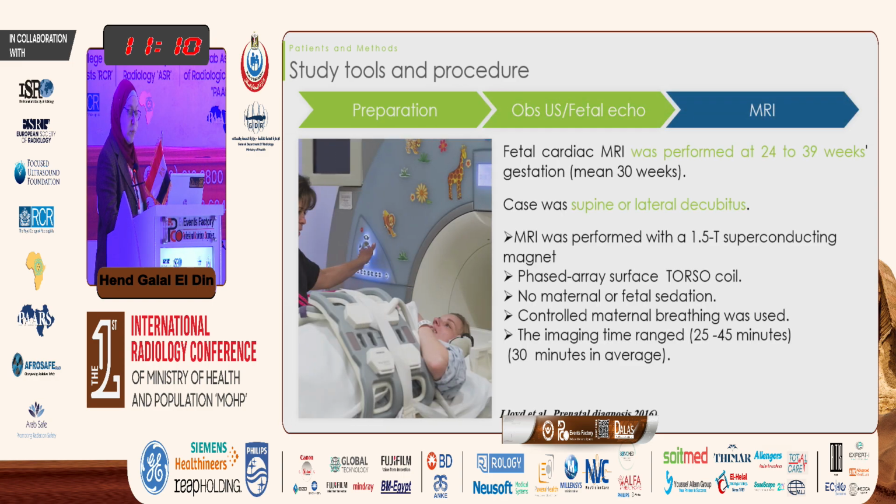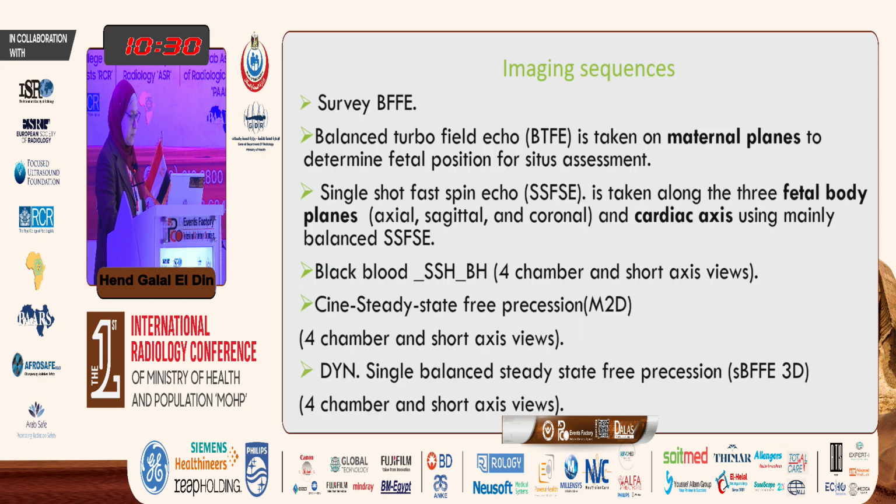MRI was performed between 24 to 39 weeks gestation, with a mean of 30 weeks. The mother lies either in supine position or lateral decubitus. However, lateral is better for her because she will stay stable for up to 45 minutes. MRI was performed on a 1.5 Tesla superconducting magnet, using a torso coil, phased array surface coil, or abdominal coil. No maternal or fetal sedation was used. Controlled maternal breathing was used. The average time ranged between 24 and 45 minutes.